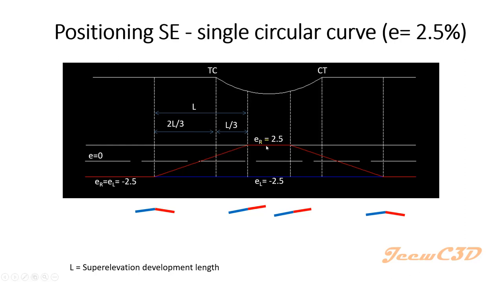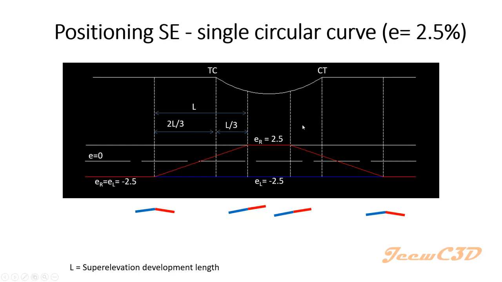So that is why we call it going upward. This is the E equals 0 line, the super elevation equals 0 line. This is super elevation equals plus 2.5, and this is super elevation equals minus 2.5. So after this point, within this curve, plus 2.5 will be continued.